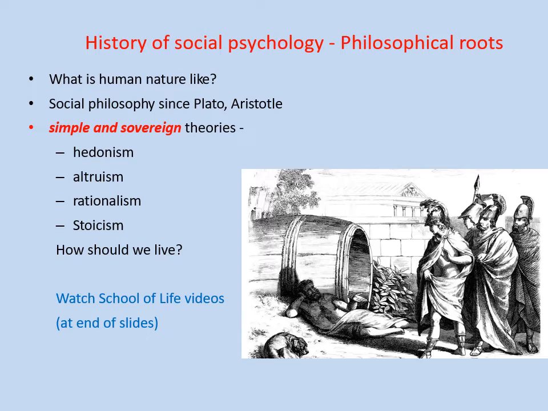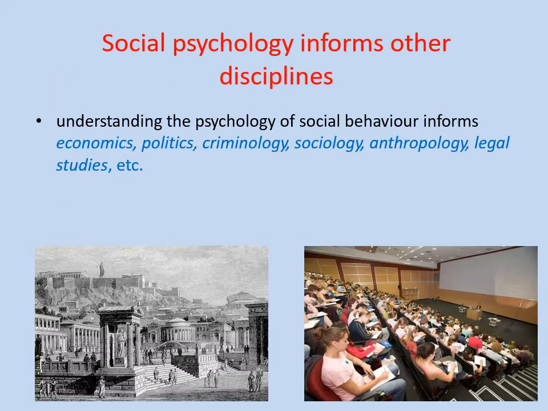Philosophers like Marcus Aurelius, Epicurus, and Seneca are good examples of Stoic philosophy, if you haven't come across it before. Now, just as social psychology is informed by various other disciplines that have important news to tell us about human social behavior, social psychology is also the foundation discipline for many other fields in the social sciences and the humanities. Economics, politics, criminology, sociology, anthropology, legal studies, they all rely on knowledge which is partly derived from social psychological studies.